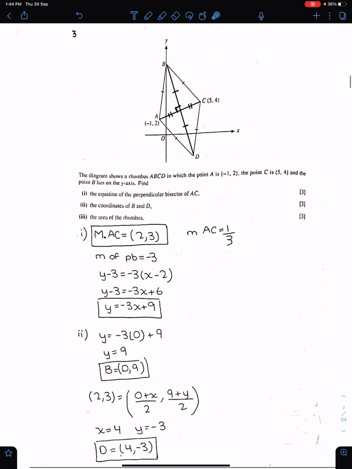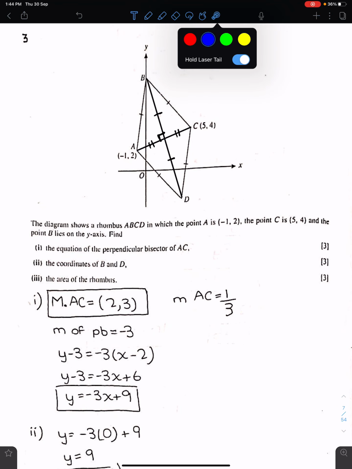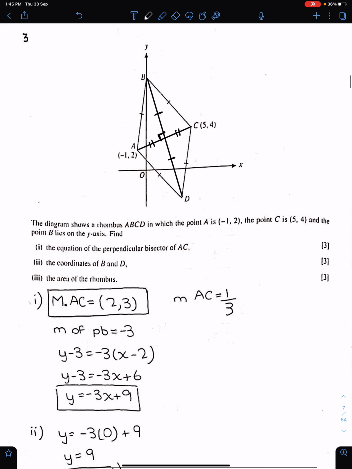Next question, number 3. The diagram shows a rhombus ABCD in which A is this, C is this, and B lies on the y-axis. This means the coordinates of B must be 0, y. If any point lies on the y-axis, its coordinates must be 0, y. The x coordinate must be 0.